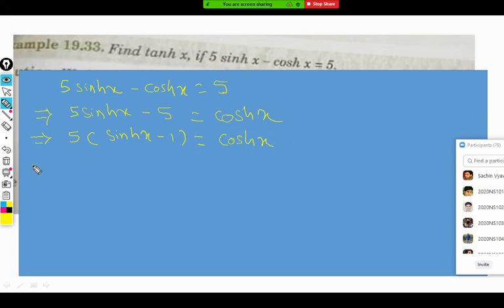Squaring both sides, 25. This is a square, sine h square x, minus 2ab, so minus 2 sine hyperbolic x plus b square, that is plus 1, is equal to cos h square x. So which one do we want? We want quadratic in sine or cosine? Obviously we should convert in sine only, because on the left hand side there is a linear term of sine. This term can be converted in sine. What is the value of cos h square x?